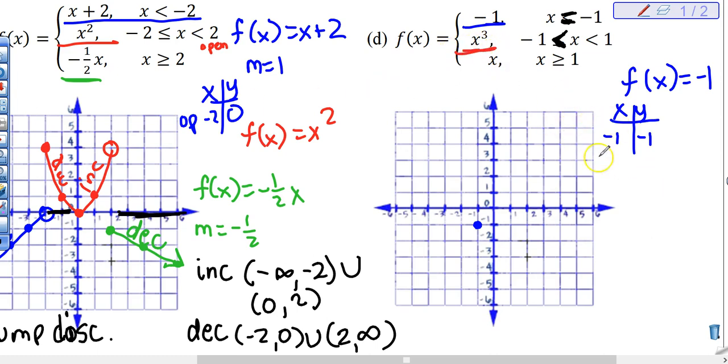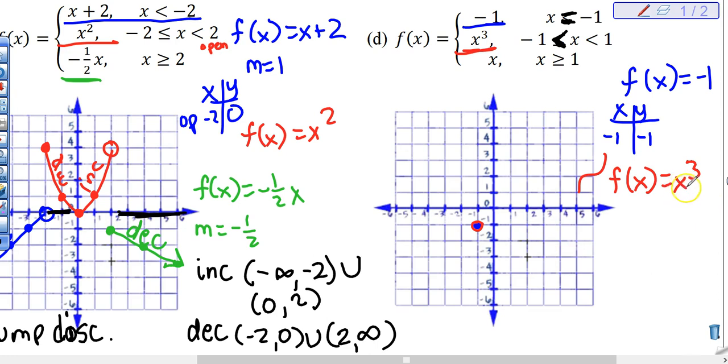X cubed, so f of x equals x cubed. Now you have to remember what a cubic function graphs like, especially the parent function of the cubic. It looks like this. Okay, so you need to remember that when we go to graph it, because it's defined between -1 and +1. So let's plug in a -1 for x. -1 cubed is -1, but it's open, so I'm going to put a little red circle around that. So we've got some continuity happening here, no jump.